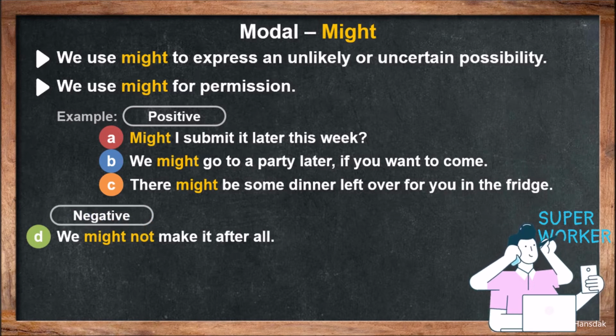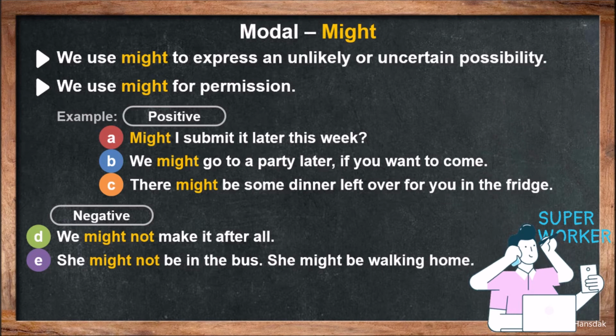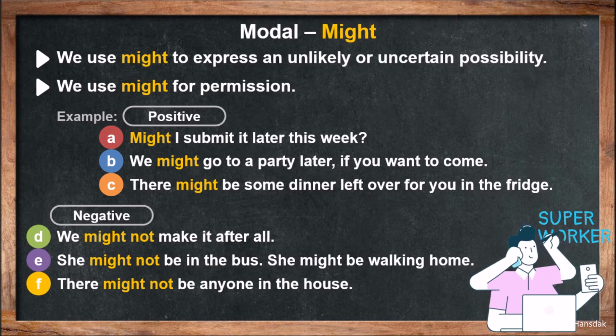Sentence number D. We might not make it after all. Sentence number E. She might not be in the bus. She might be walking home. Sentence number F. There might not be anyone in the house. Students, the upper three sentences are in the positive forms and the remaining three sentences are in the negative forms.